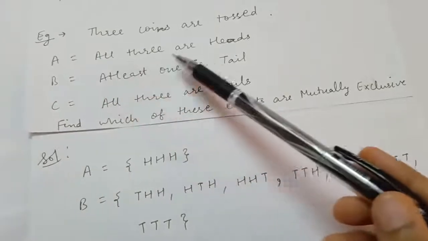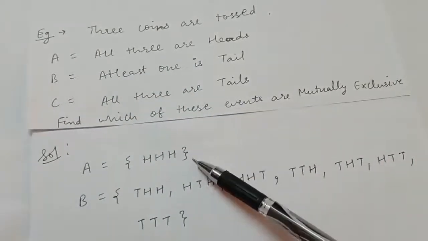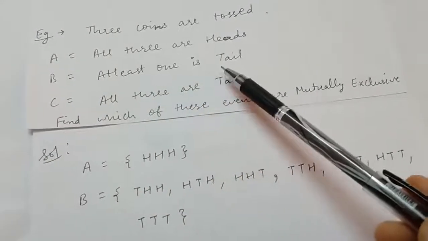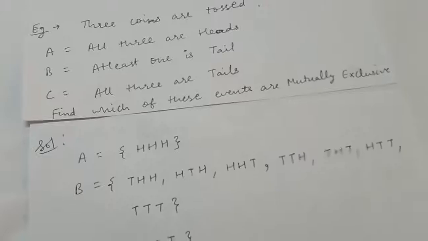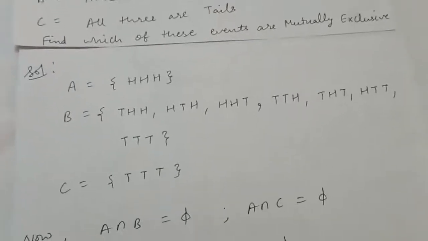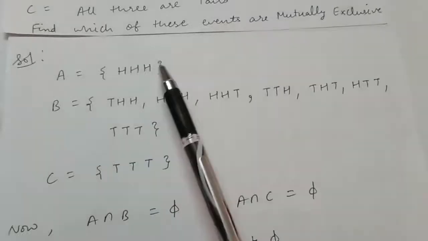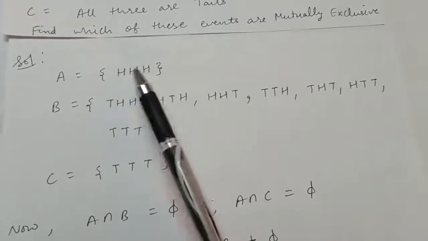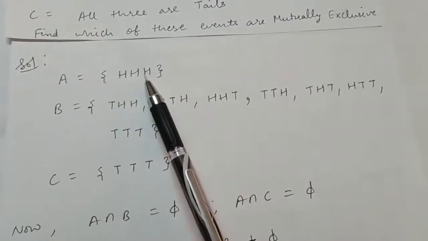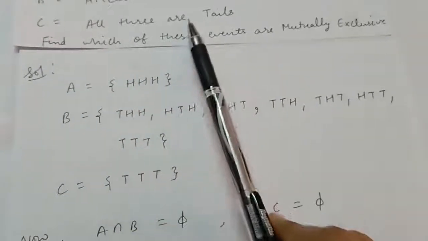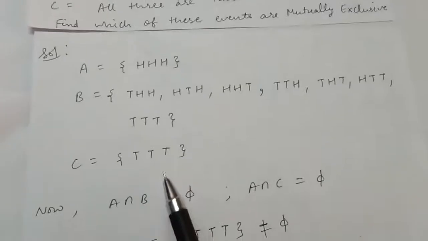Event A is all 3 are heads, so event A will be this. Event B is at least 1 is tail. At least 1 is tail means a minimum of 1 tail should be there. Therefore, all the cases will come except this one, because in this no tail appears, right? And the event C is all 3 are tails. So the event C will be this.